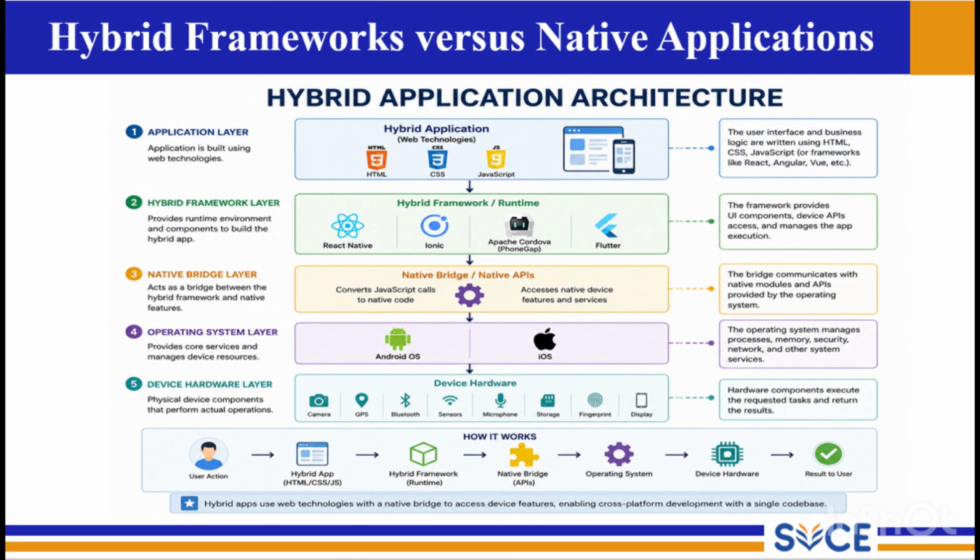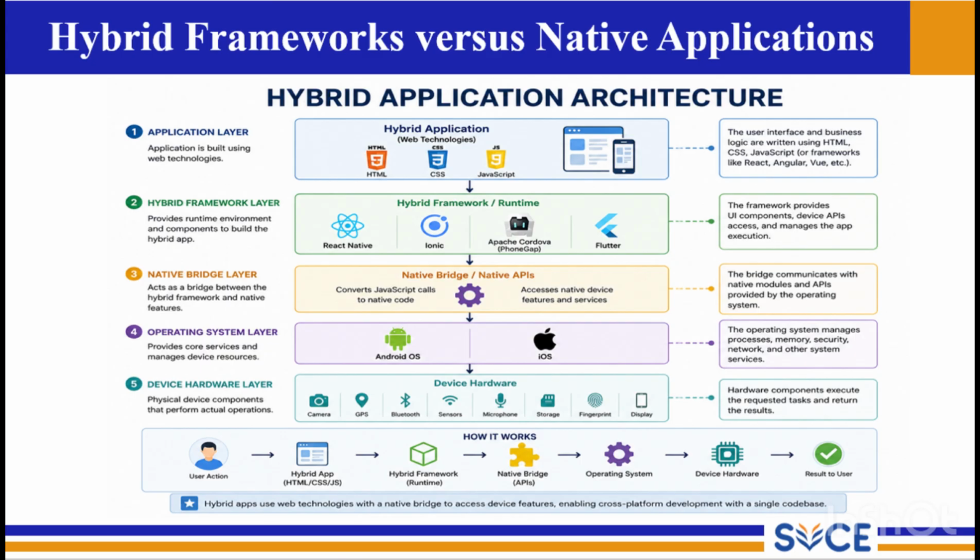The final layer is the device hardware layer. This layer consists of all physical hardware components available on the mobile device. These include the camera, GPS receiver, Bluetooth module, sensors, microphone, fingerprint scanner, storage, display, and other hardware resources.